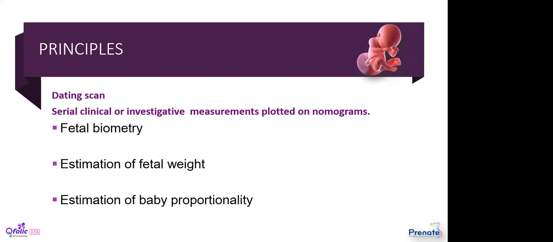Second thing is the serial measurement of fetal biometry, and then plotting it on the customized chart, not the population based chart, so that we can see whether the baby is growing well on the average weight, or is going higher towards the 90th centile, or going lower toward the growth restriction zone. And then we can do other investigation. By ultrasound, we do fetal biometry, estimation of the fetal weight, and estimation of baby proportionality.